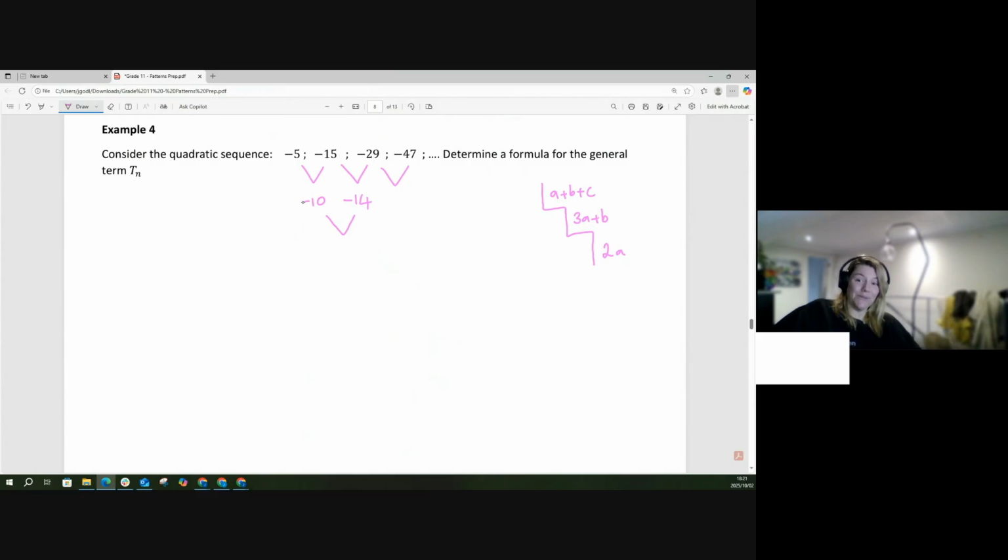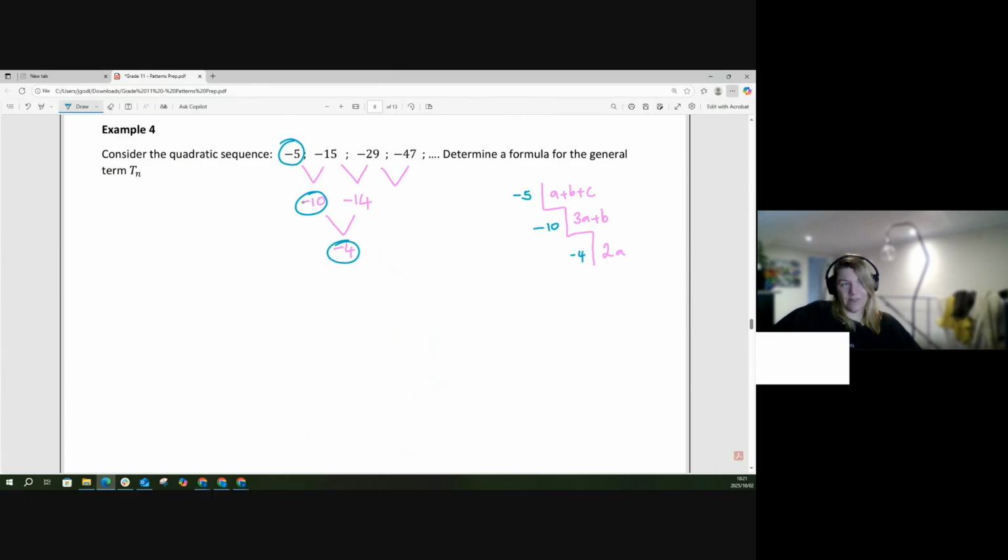Are we happy so far? Which means that's my first difference, which means my second difference is, how do I get from -10 to -14? I subtracted 4. So my first term is -5. My first difference is -10, and my second difference is -4. And then we can work our way up.